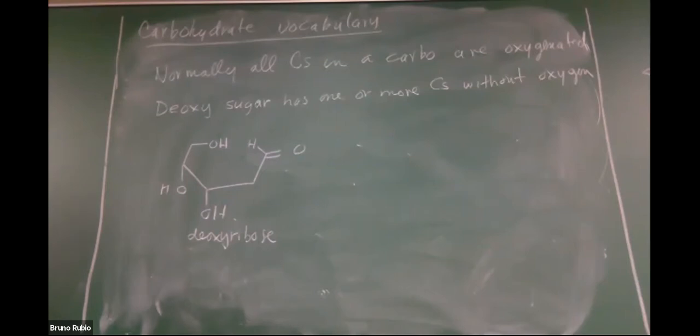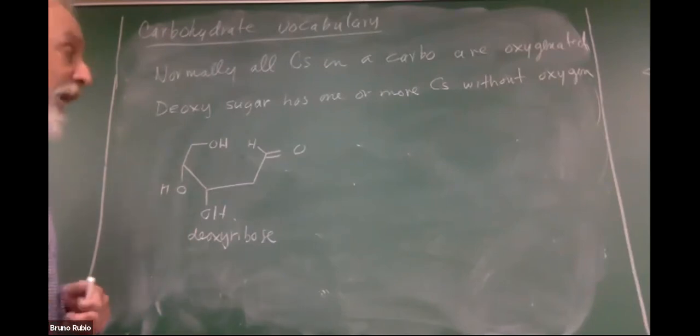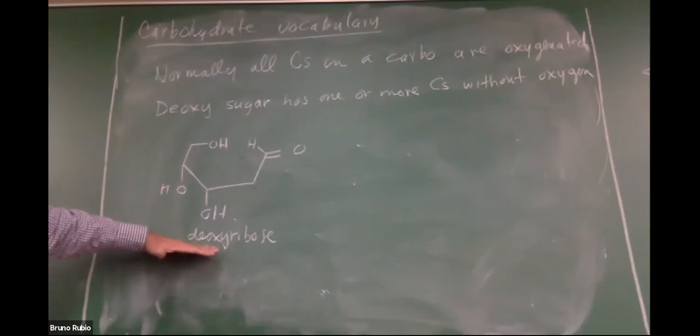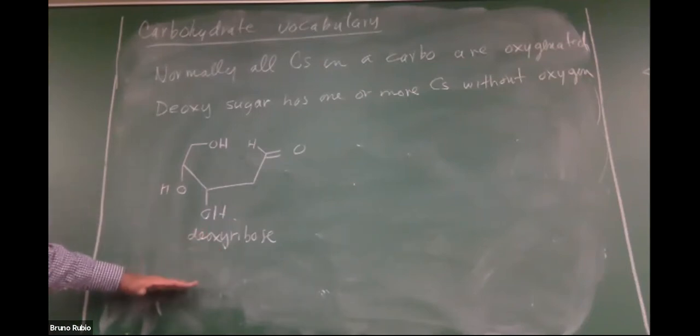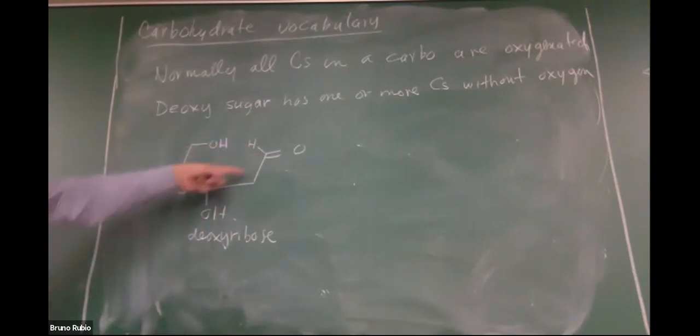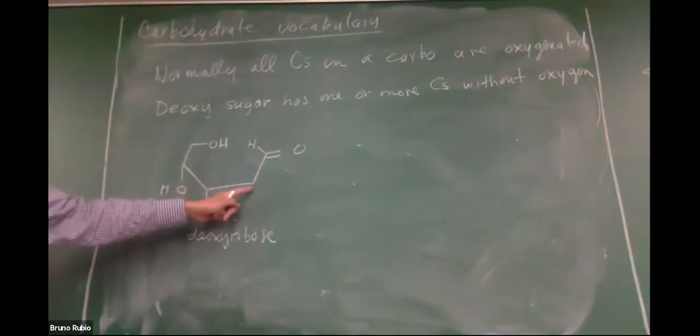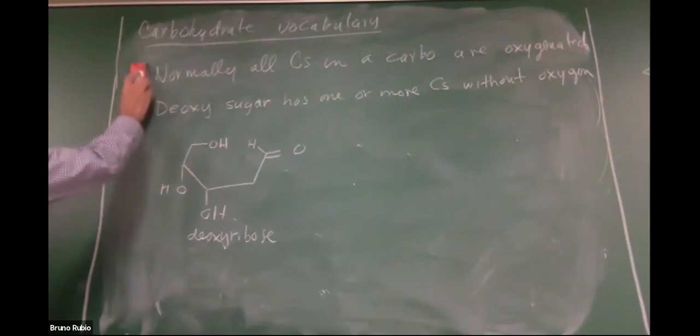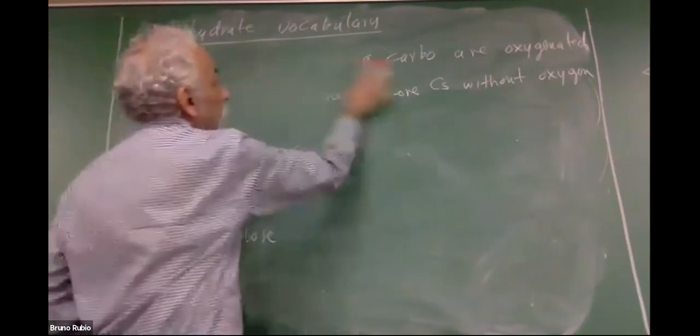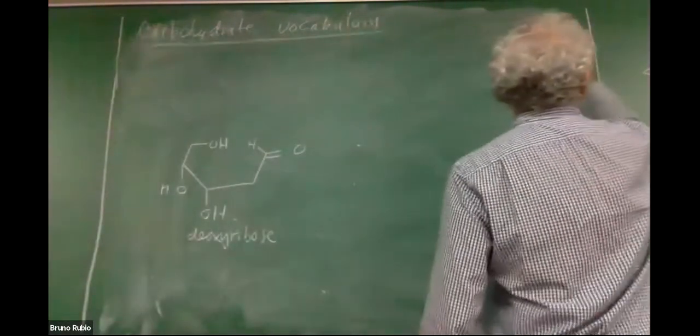Extremely important. And then we could also have dideoxy or trideoxy sugars, in which more than one carbon is missing oxygen. Okay, so this is another important vocabulary word that we see all the time in biochemistry. Deoxyribose, deoxy sugars. Normally, all of the carbons are bonded to oxygen in some way, but in some sugars, the carbon doesn't have any oxygen. Okay, so that's another little vocabulary word for you to internalize.